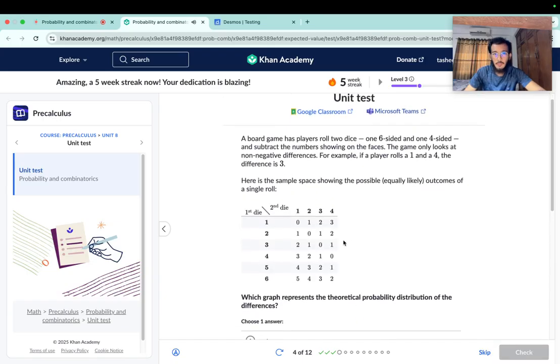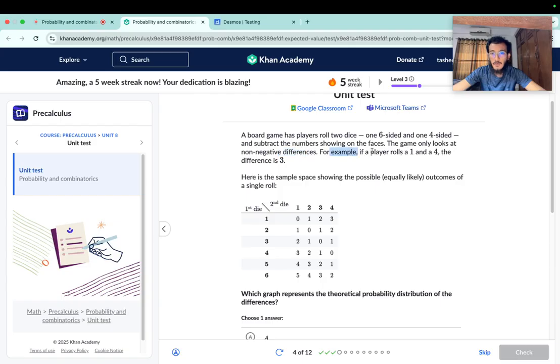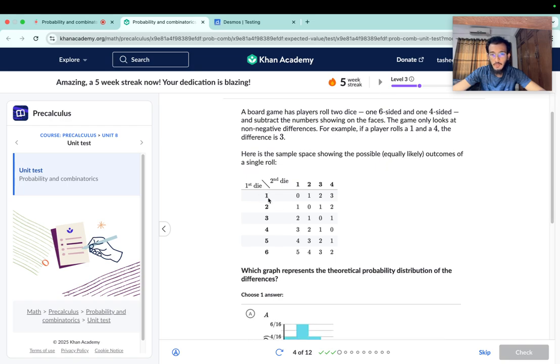Fourth question. The board game has players roll two dice. Okay. One six-sided and one four-sided, and subtract the numbers showing on the faces. The game only looks at non-negative differences. For example, if a player rolls a 1 and a 4, the difference is 3. Here's a sample space. Sample space basically shows you all the possible outcomes. Okay, the possible equally likely outcomes of a single roll. First die, you can have 1 and then 2, so this is the probability.